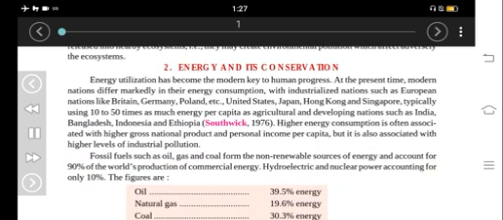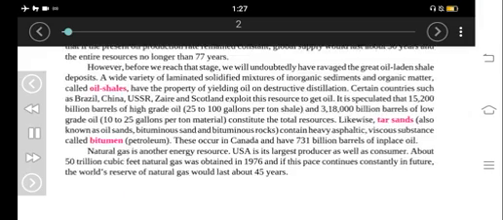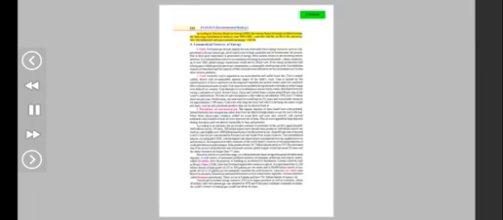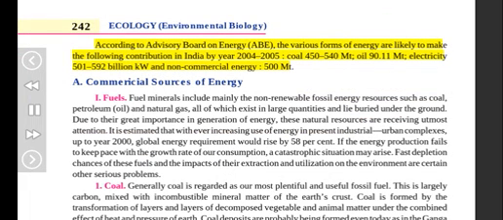The figures are: oil 39.5% energy, natural gas 19.6% energy, coal 30.3% energy, hydroelectric 6.7% energy, nuclear 3.9% energy. According to the Advisory Board on Energy, the various forms of energy are likely to make the following contribution in India by year 2004-2005: coal 450 to 540 mt, oil 90.11 mt, electricity 501-592 billion kilowatts and non-commercial energy, 500 mt.